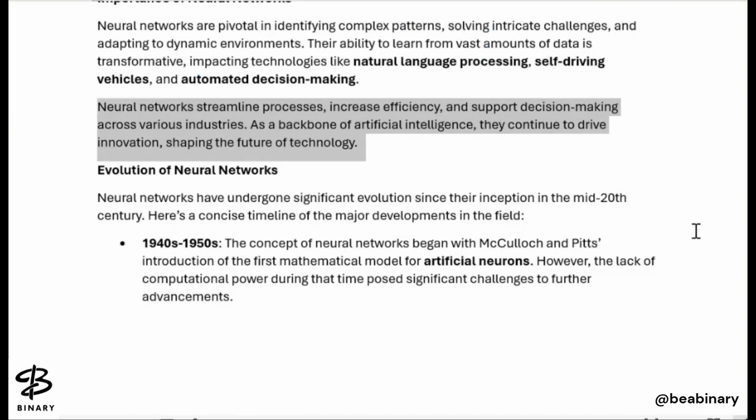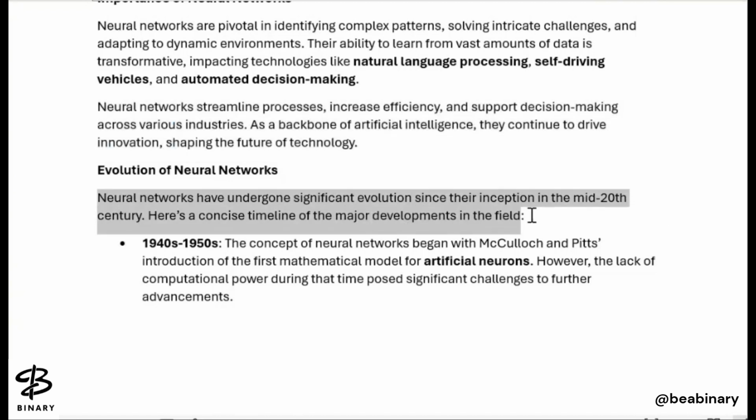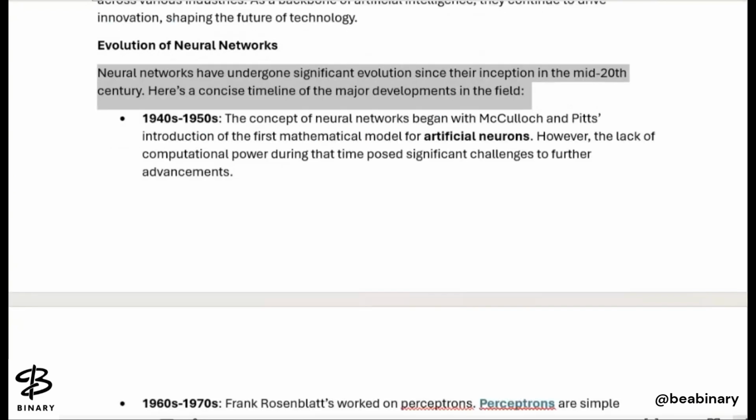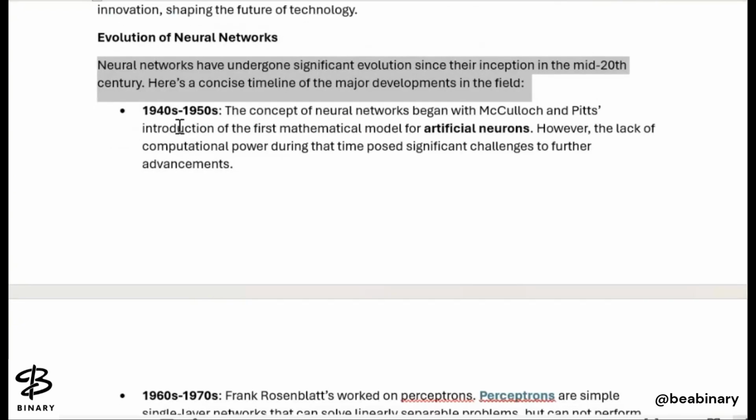So what is the evolution or the history of neural networks? Neural networks have undergone significant evolution since their inception in the mid-20th century. Here is a concise timeline of major developments in this field. What we are talking about here is the 1940s to 1950s.